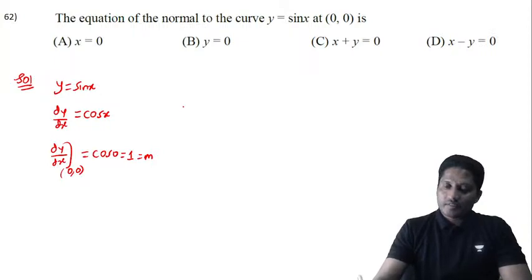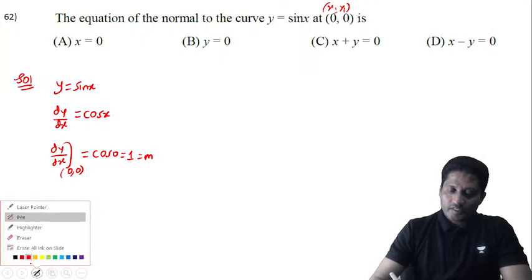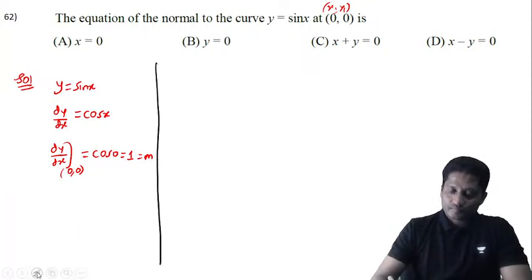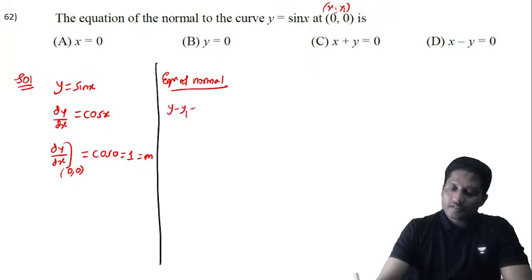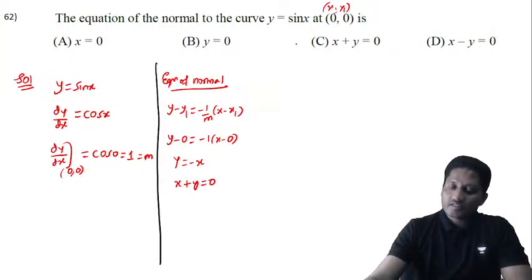Right, equation of the normal, this is x1 comma y1, origin 0 comma 0. The equation of the normal is y minus y1 is equal to minus 1 by m into x minus x1. Y minus 0 is equal to minus 1 by m, which is minus 1, into x minus 0. That is y is equal to minus x. If you shift to the left side, you get x plus y is equal to 0. Answer is option C.